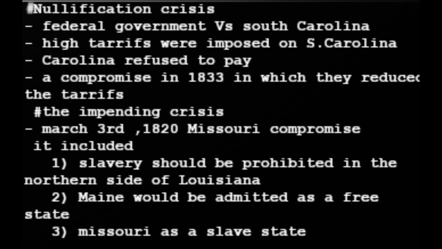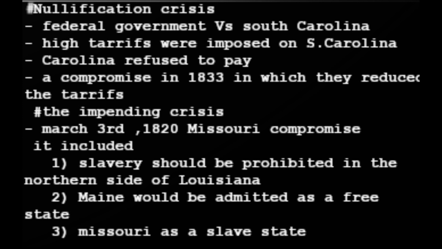In this Missouri Compromise, we dealt with three things. First, slavery should be prohibited in the northern side of Louisiana. The second thing is Maine, which is a state in the United States of America. Maine should be admitted to the Union as a free state, meaning no slaves in Maine, and Missouri as a slave state. So here we can notice that if we give a free state to the north, we give a slave state to the south. Otherwise, we won't keep balance and things could go wrong. So once again, war was avoided.